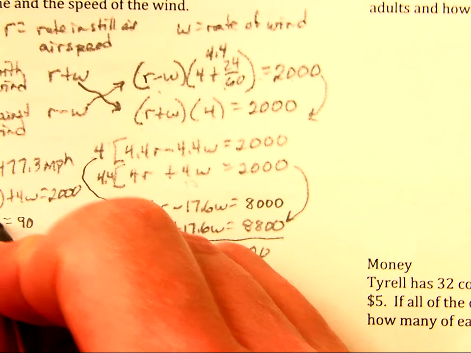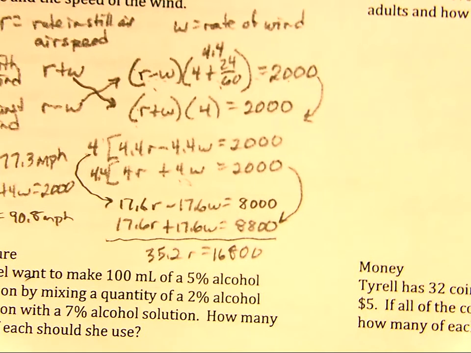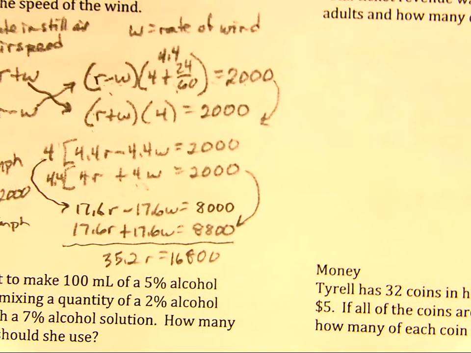So the wind is 90.8 miles per hour. For some reason that seems off.